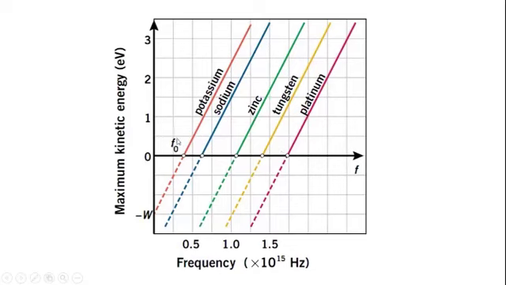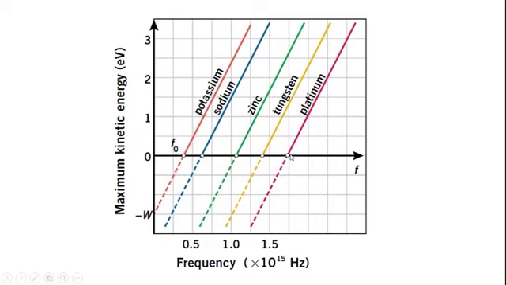In this diagram, F naught is nu naught, that is the threshold frequency, and we have cases for potassium, sodium, zinc, tungsten and platinum. Group 1 elements, potassium and sodium, have relatively low threshold frequencies as compared to an inert metal, platinum.